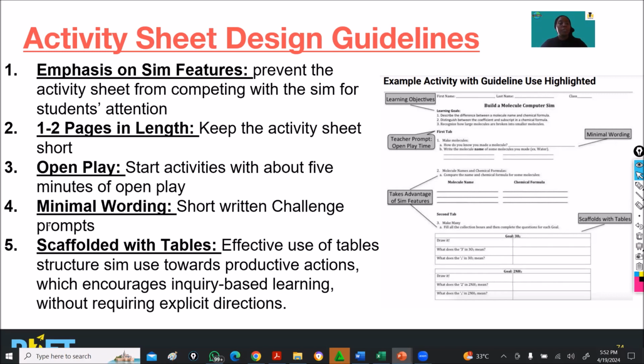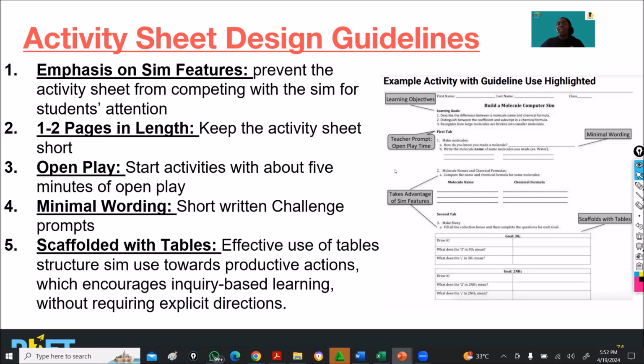All right, so number 4, minimal wording. As I said, short written challenge prompts. Not too many words. Use tables as scaffolding. And we'll see some examples now. You will always see a guide in the Coursera course. There's always a template that you can download and use as a guide in preparing yours.